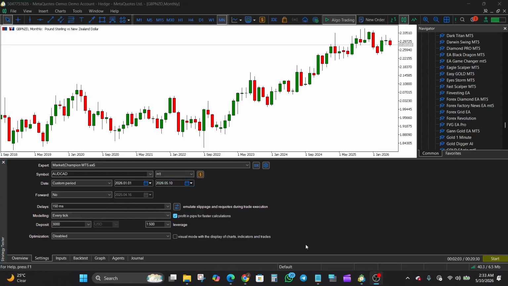Let us begin the testing now. We are going to be disabling visual mode so that we can increase the speed at which the results are going to be out. We are using the every tick modeling. As for the delays, we're just going to use the last ping to the server. For the deposit, you can just use 3,000. So let's start the test immediately.